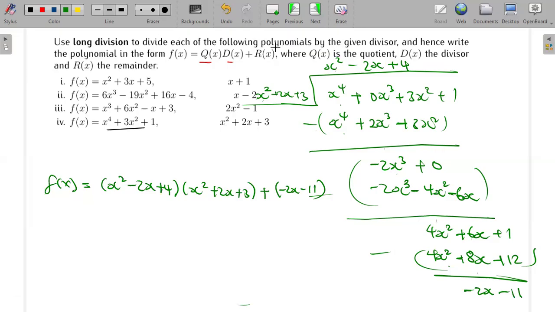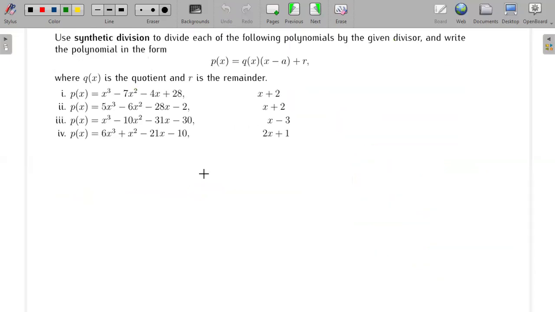Okay, so there's no question. That means we are clear to go on to the next question. The next question requires us to use synthetic division. This is the easier way of dividing these polynomials. If they've given you what to divide by, what you do is you just equate that.